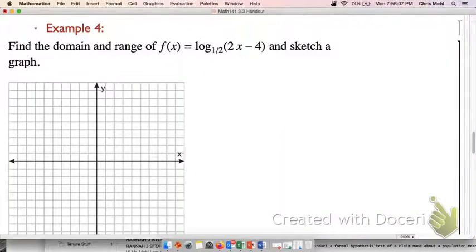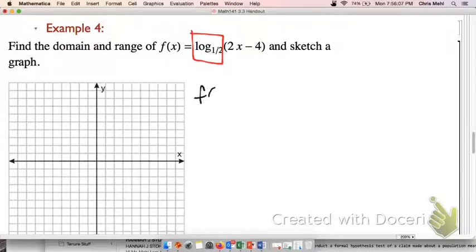Alright, so now I'm going to first of all find the domain and range of the function log base 1/2 of 2x minus 4 and then sketch a graph. Now notice that I'm still doing log base 1/2. That's the original function that we just graphed in example 3. So this is supposed to be a transformation of the function log base 1/2 of x.